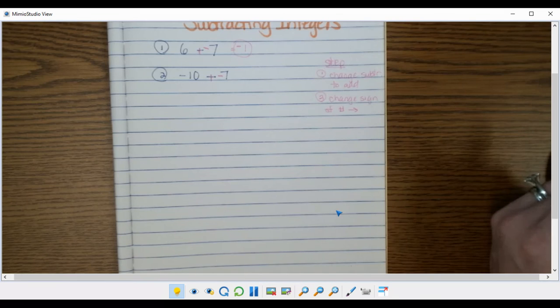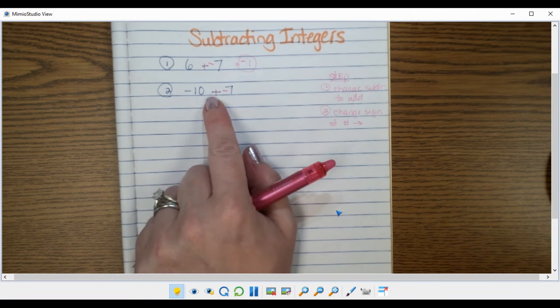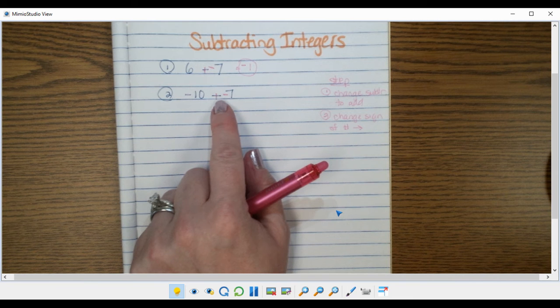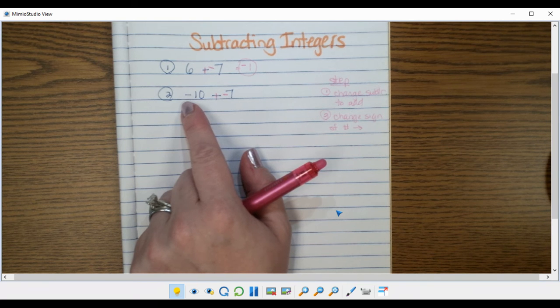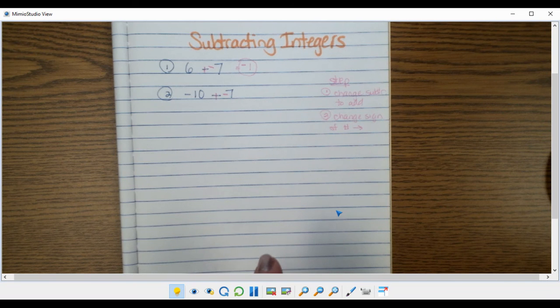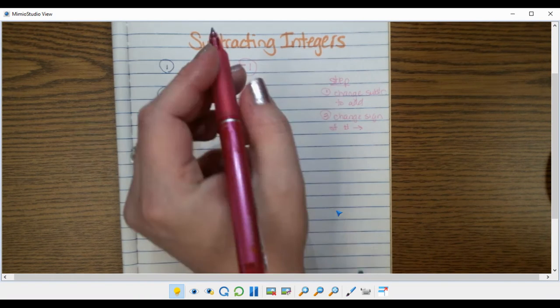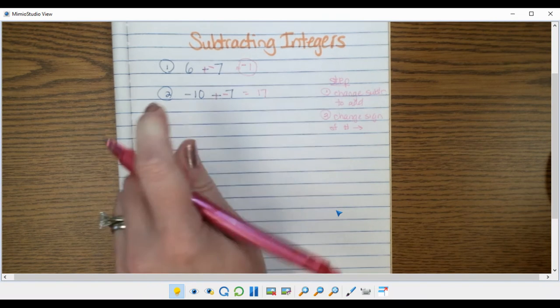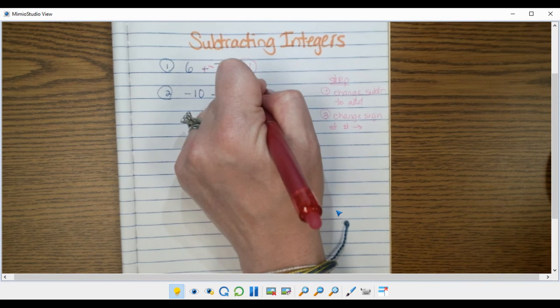Now I need to go through and calculate. Back to my addition rules. Do I have the same sign or do I have different signs? I have the same. This is a negative and this is now a negative. So when I have 2 of the same, I just push them together and keep the sign. So what's 10 plus 7? 17. We'll keep the sign.